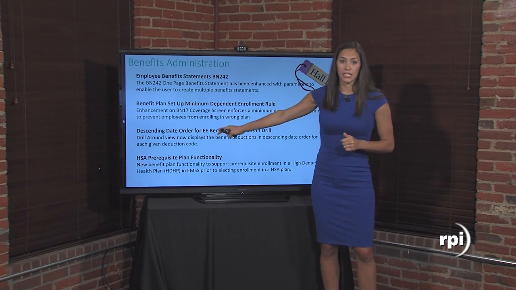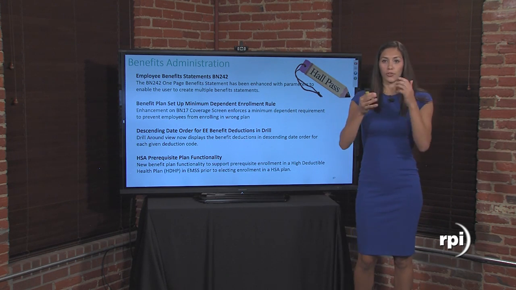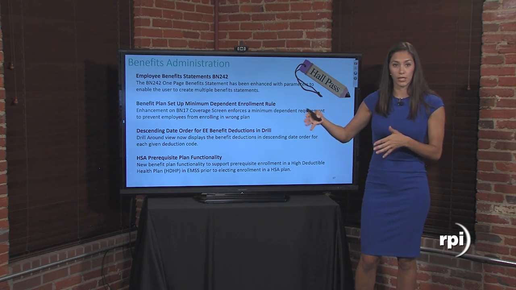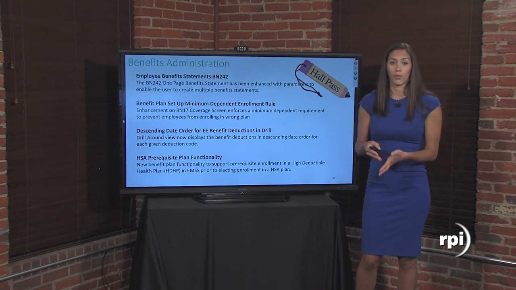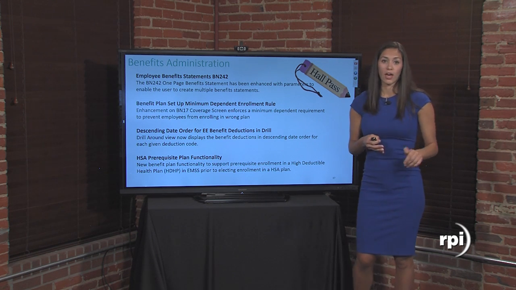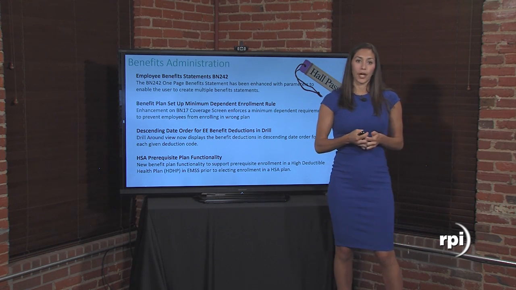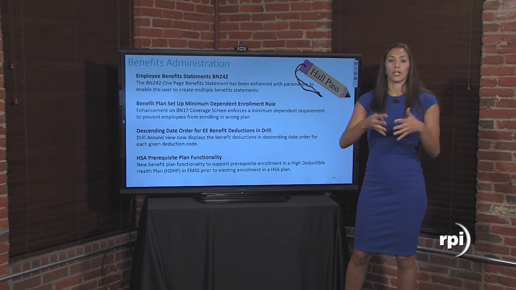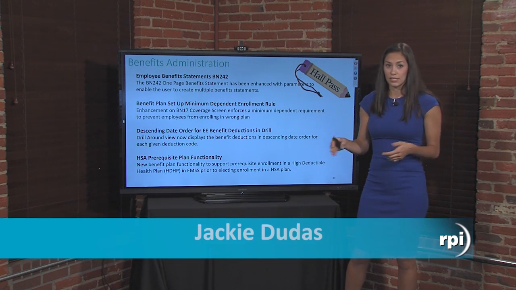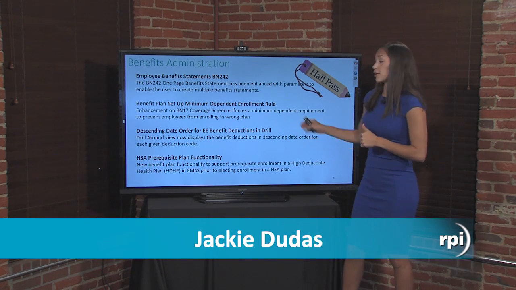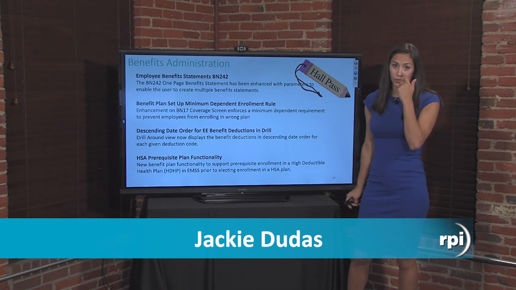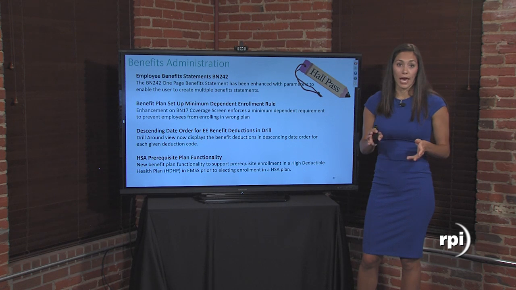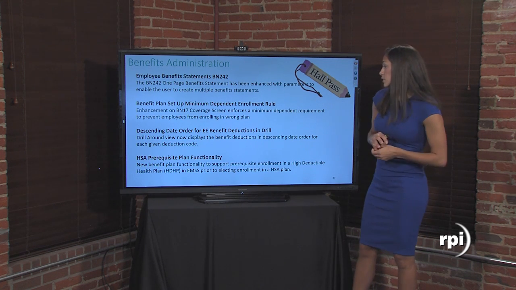On the BN17 coverage screen, there's a new column. If you can picture that screen, there's columns, and there used to just be a maximum dependent enrollment rule. There's another column now with a minimum dependent enrollment rule. So if I'm going into ESS and I'm trying to enroll in a family plan, but I don't have any dependents, it's going to block me from doing that because I don't meet that minimum dependent enrollment rule. So that's a good way to block anyone out from accidentally selecting the wrong plan.